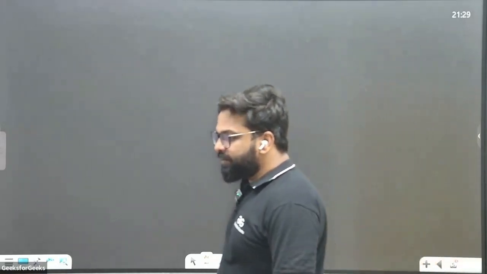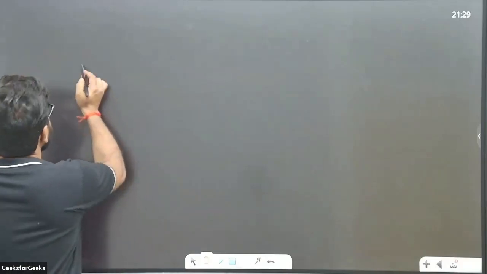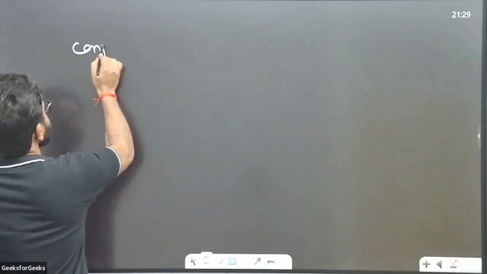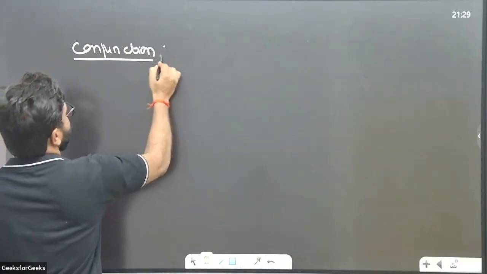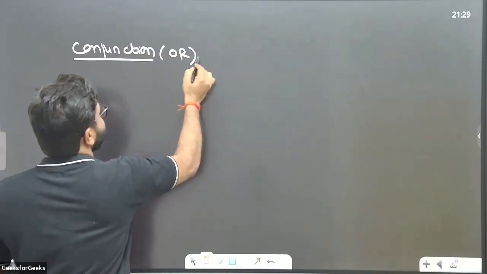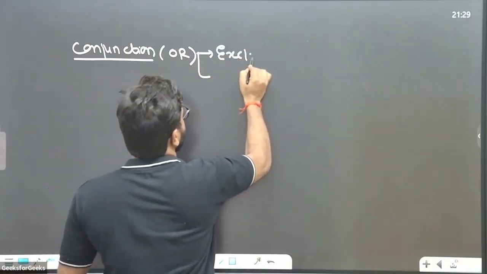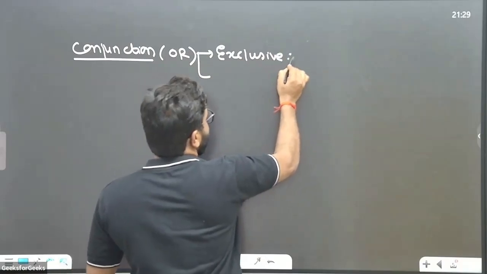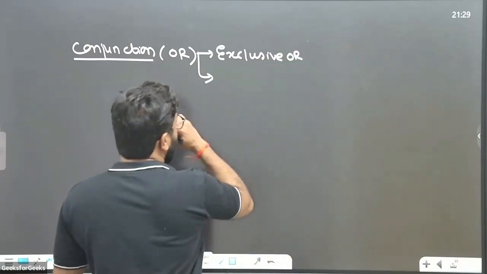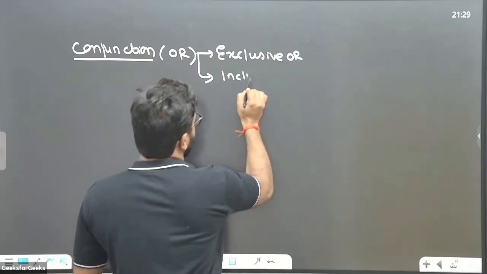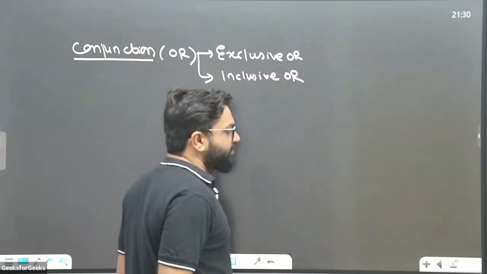Now we are having the second type of important thing, and that is called a disjunction. Disjunction is basically your or condition, and we are having two different types of or. One is called your exclusive or. Exclusive or we mostly learn in digital logic, and the second type of or is called your inclusive or. Inclusive or is related to your mathematics.